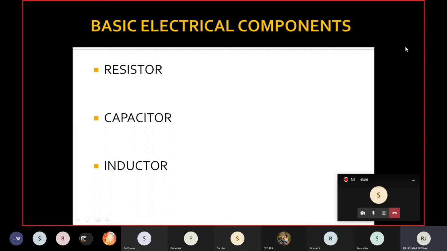Okay guys, let's see. First we will start from the resistor. As you know, this subject is problematic, so rather than discussing too much theory, we will go the mathematical way. Okay guys, first of all, resistor. What do you mean by resistor? Is there anyone from the class who will respond?